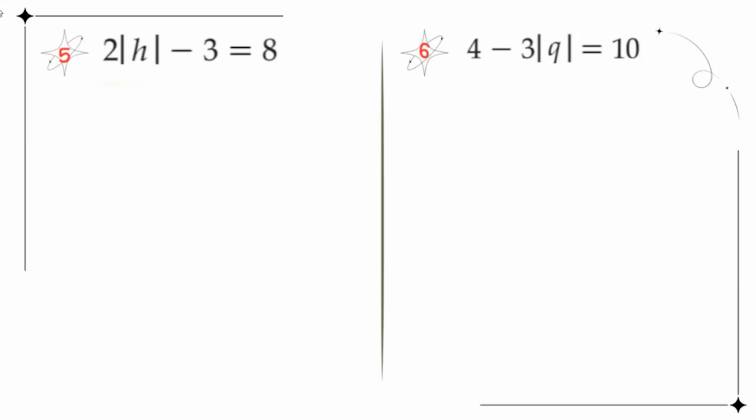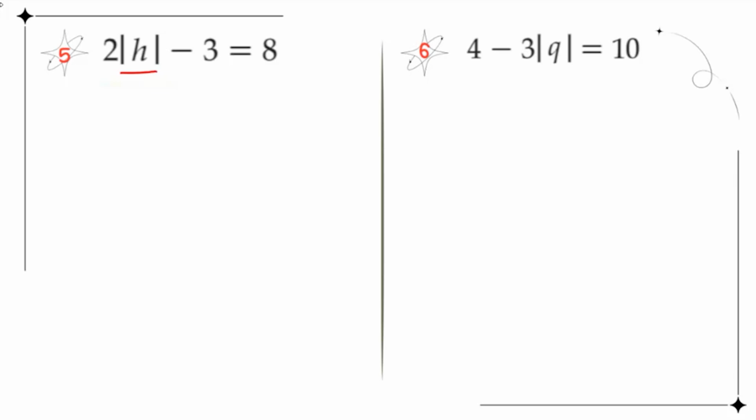Now, how can we solve this equation? 2 absolute h minus 3 equals 8. This question is different, not like before. In the questions before, we had absolute outside all numbers and variables. But in this question, we have absolute inside only for h. Okay, we should solve this question by finding h. How can we find h?